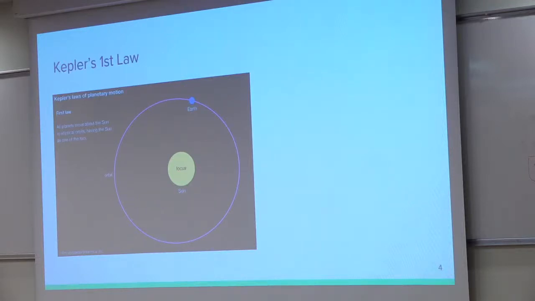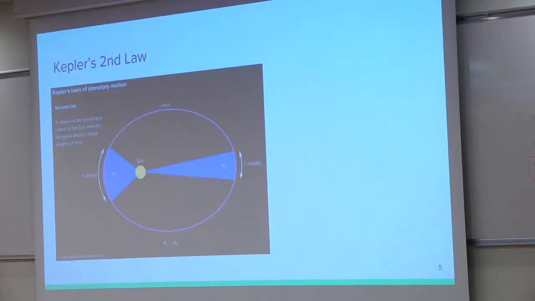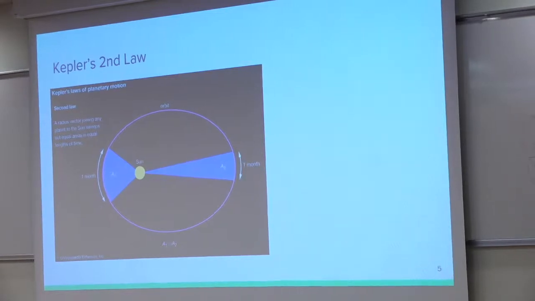Pretty simple. And if an orbit is circular, which it can be for things that aren't orbiting around the sun, then the foci are at the same point. And then Kepler's second law is that a radius vector joining any planet to the sun sweeps out equal areas in equal lengths of time. This happens because angular momentum is conserved.